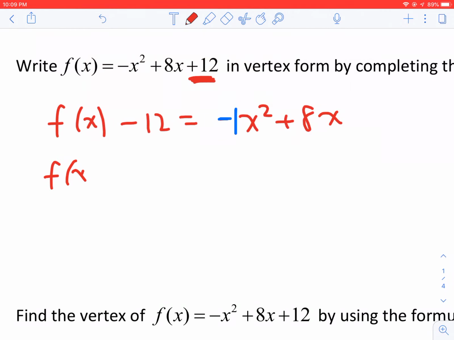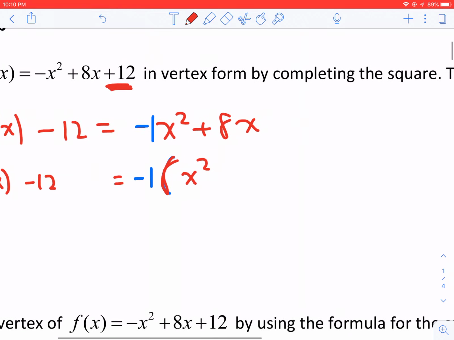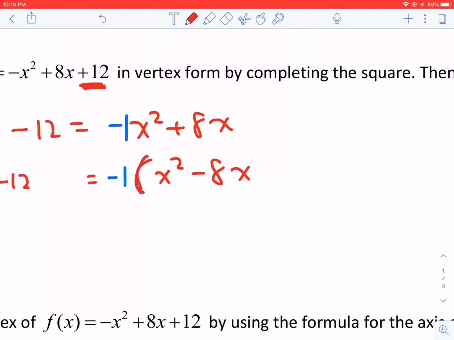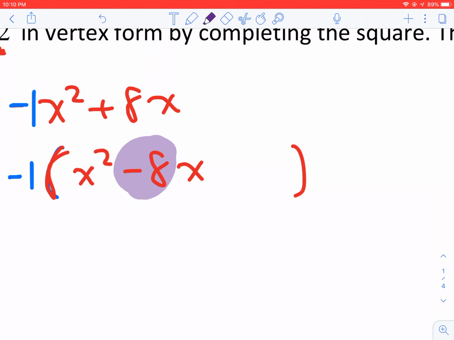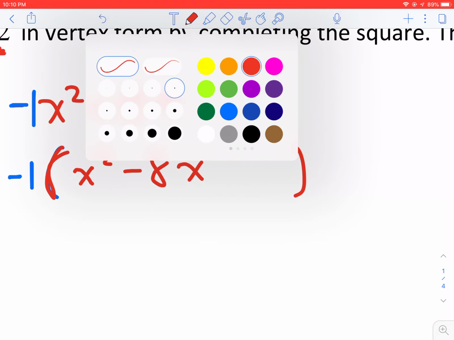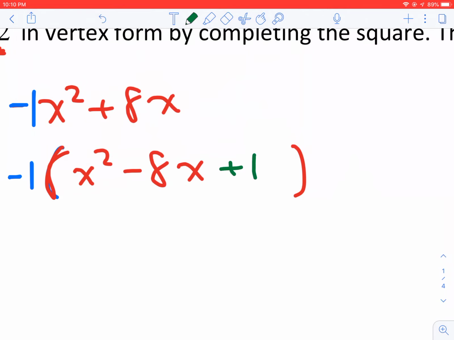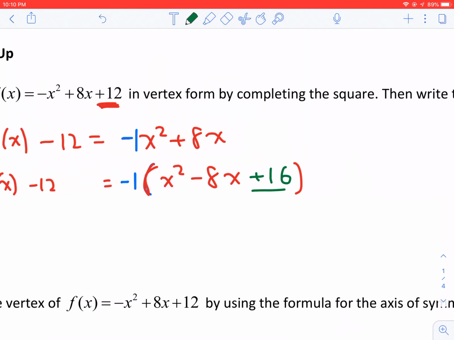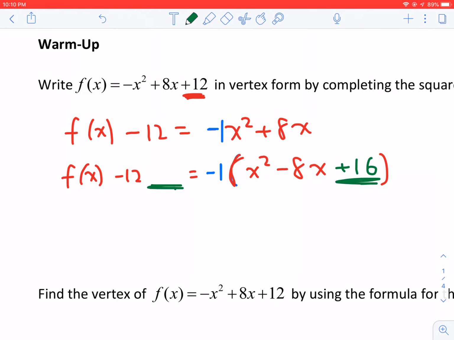So f of x minus 12 equals, if I factor out that negative 1, I have left over x squared. Negative 1 factored out from the 8x gives me negative 8x. And inside the parentheses is where we are going to complete the square. To complete the square, we add half of this value squared. Negative 8 divided by 2 is negative 4, and negative 4 squared is positive 16. We can't just add a 16 here. We have to add the same thing to the other side.